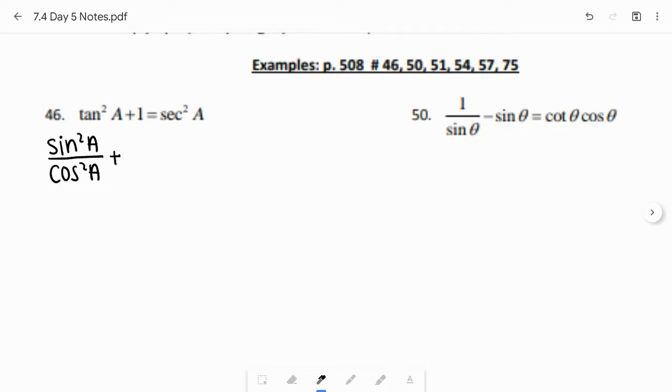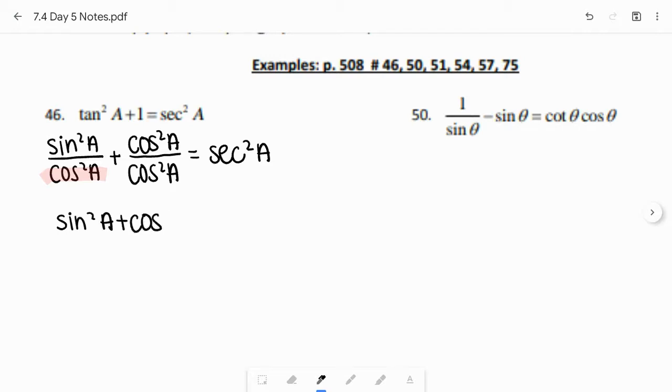Now I'm adding 1, but I can recognize that my denominator is cosine squared. So that's what I'm going to change 1 to be by just multiplying by cosine squared a over cosine squared a. Okay, and that is equal to secant squared a. So my goal here is to get the left-hand side equal to the right-hand side. Okay, so now I can say that I have sine squared a plus cosine squared a all over the common denominator of cosine squared a. And that equals secant squared a.